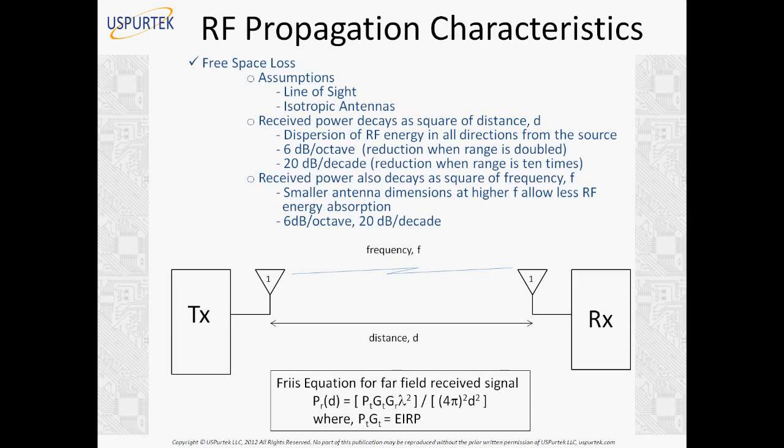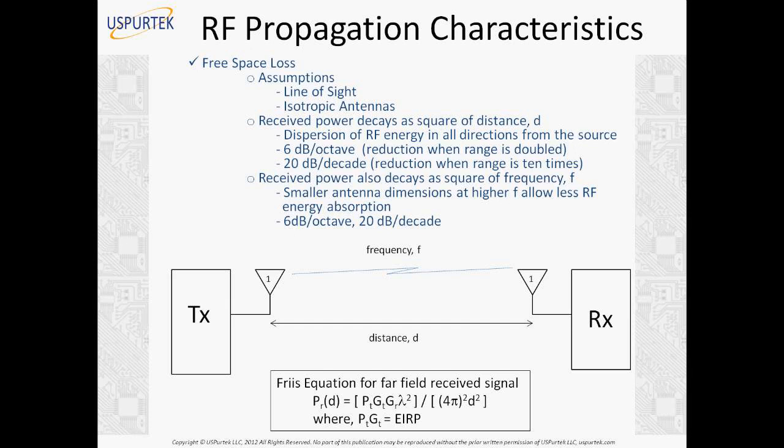So, free space loss. In order to model the free space loss, we assume that we have transmit and receive antennas in line of sight. We are arriving at a general model first, before we can apply the same model to different situations. So we have a line of sight and we have isotropic antennas. If you recall the concept of isotropic antennas, the antenna is like a point antenna and it radiates equally in all directions in a sphere. That is an isotropic antenna.